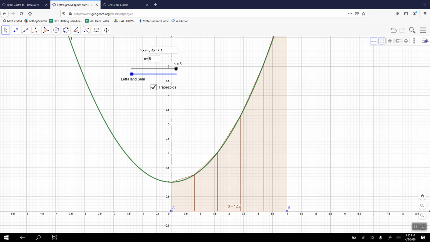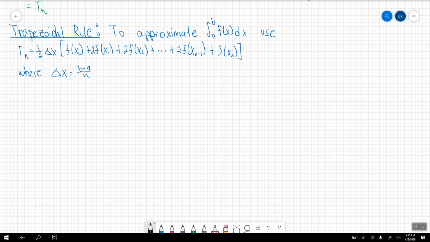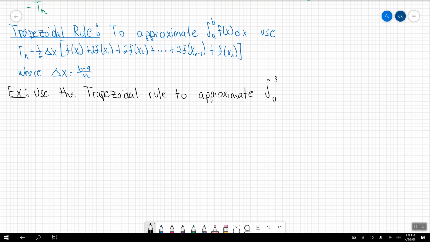All right, so let's go on to an example and let's see how we're going to be using those approximations for those integrals. All right, so here's going to be example number 1. Use the trapezoidal rule to approximate the integral from 0 to 3 of sine of t over t dt, and this is going to be with n equal to 4.